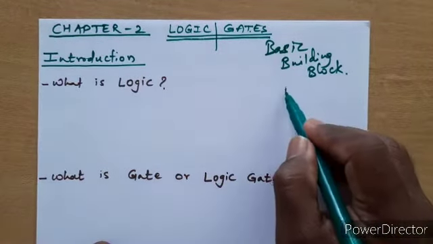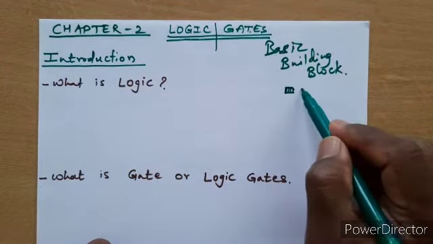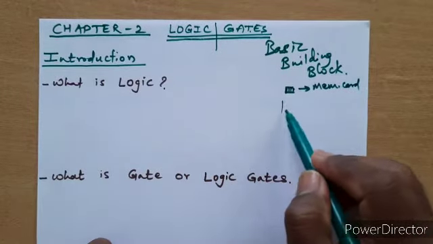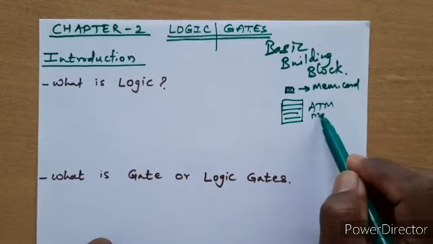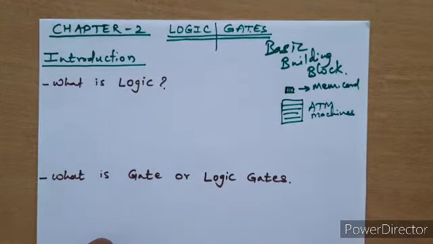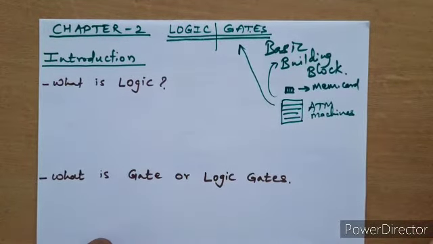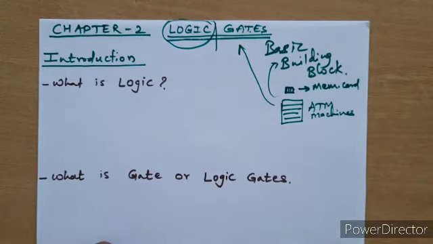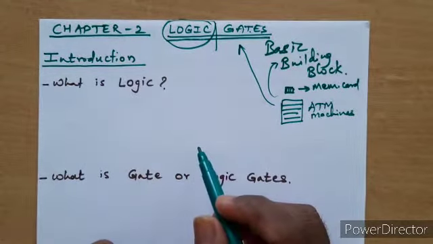Now consider a very small circuit, this. Consider this as a memory card, or consider this your ATM machine. Both of these are constructed with the help of logic gates, and everything is logical. Now let us see how these things become logical.